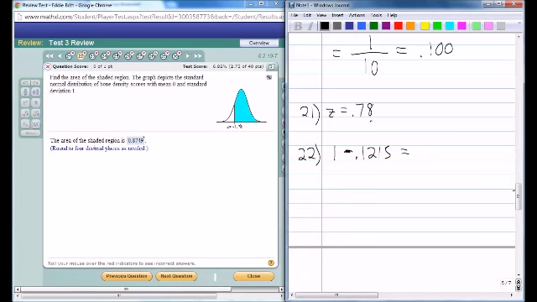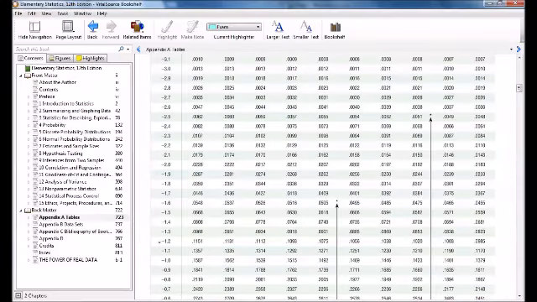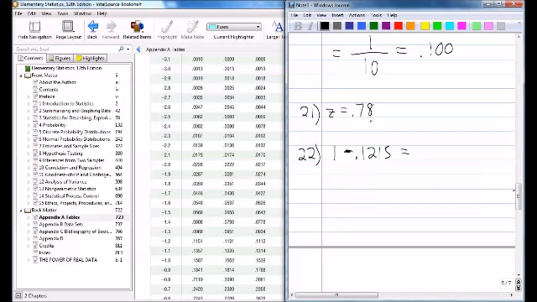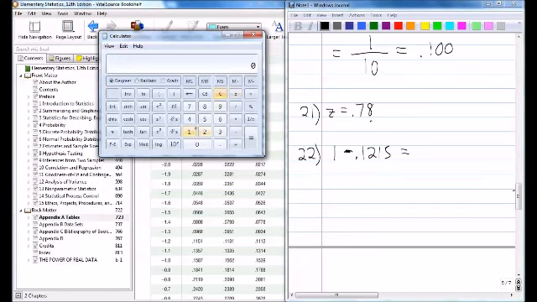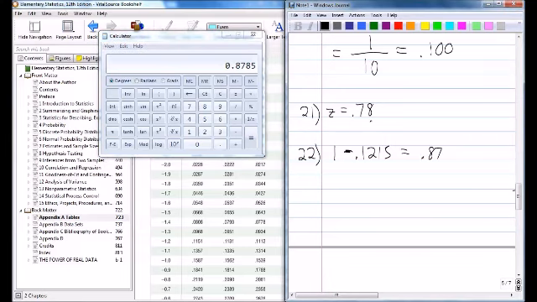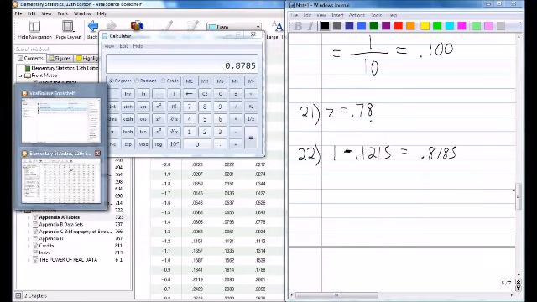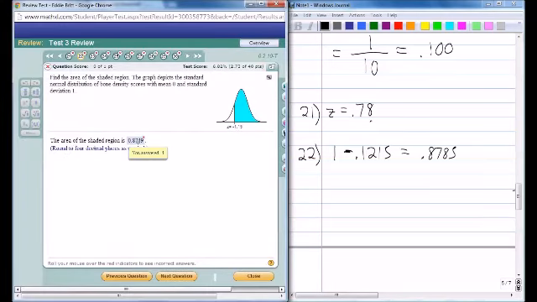Let me double check everything. That's negative 1.15. We said was at that star, so 0.1251. So 1 minus 0.1215, 0.8785. 0.8785 is not the answer. I must have got off on my columns.